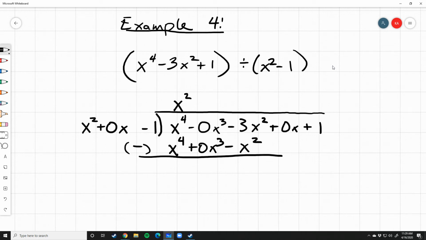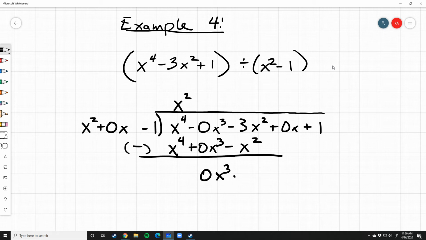We'll subtract. Notice we get 0 over here, but we'll also get 0 over here. And there's a couple ways to handle the 0 over here. I'm going to show the very by the book method for this particular video. So I'm going to actually write in the 0x cubed. You don't technically have to, but I'm going to. And then I'll get this last term.